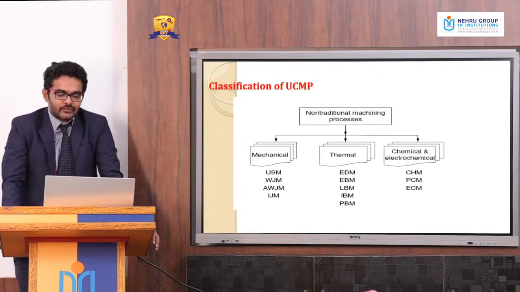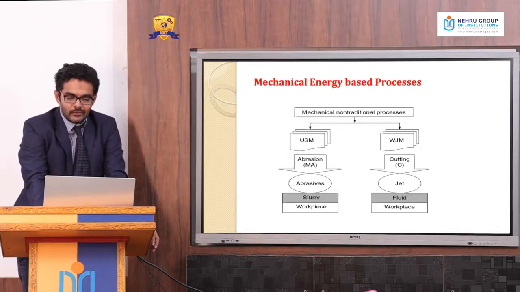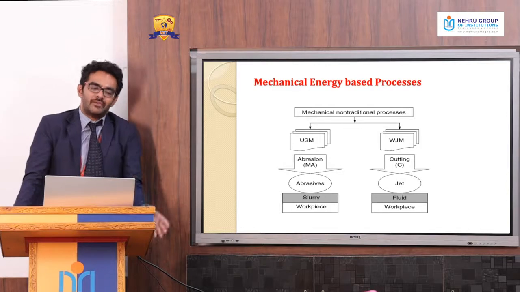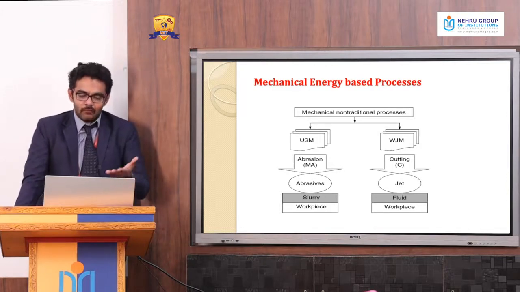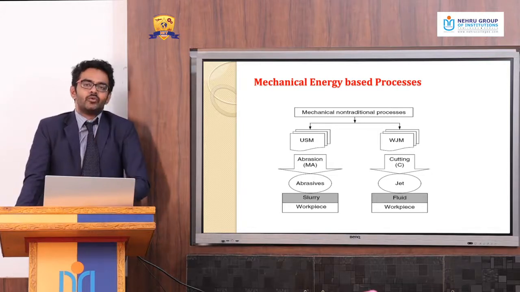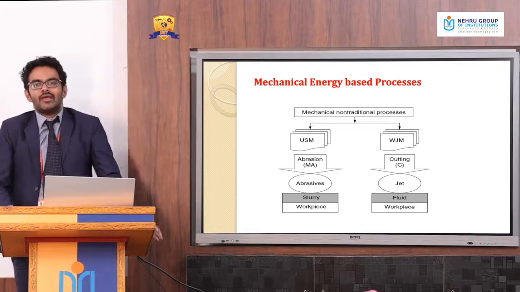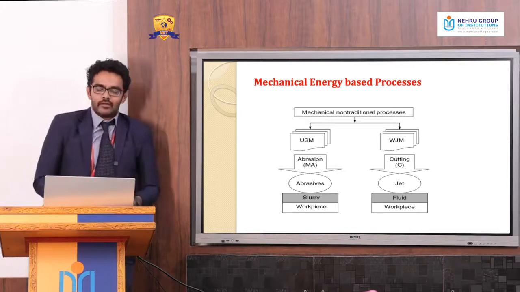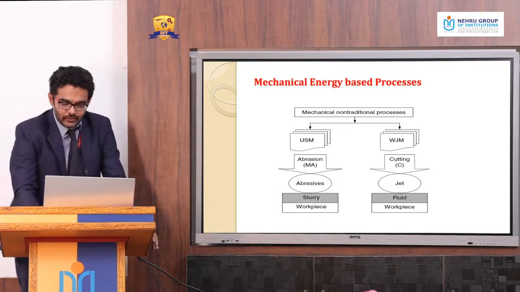So this is the classification of UCMP based upon the energy: mechanical, thermal, chemical and electrochemical, as I already discussed. In the mechanical energy based processes, the main tool is abrasion. By using the abrasive material, we can remove the material from the workpiece. The same thing in water jet machining: water is used as a cutting tool material. How the water acts as a cutting tool material is a different topic.